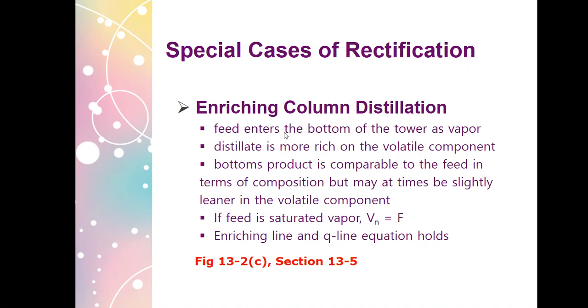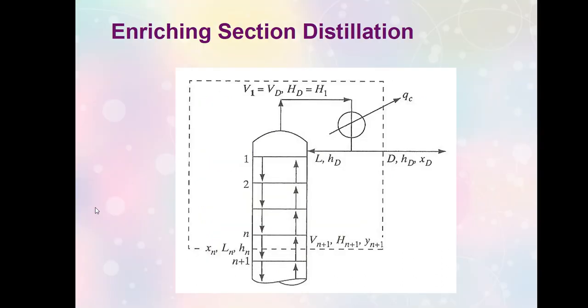Now, feed here enters the bottom of the tower as vapor. So, opposite that of the stripping section or stripping column distillation. So, this is your enriching section distillation.